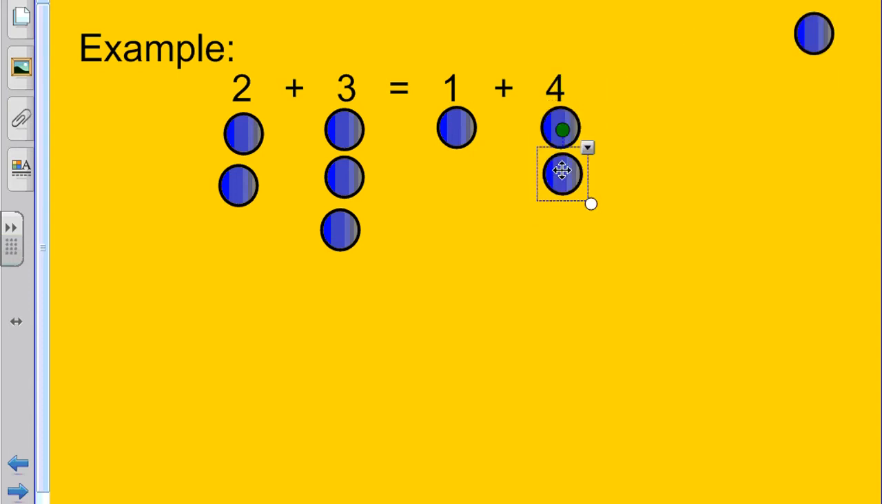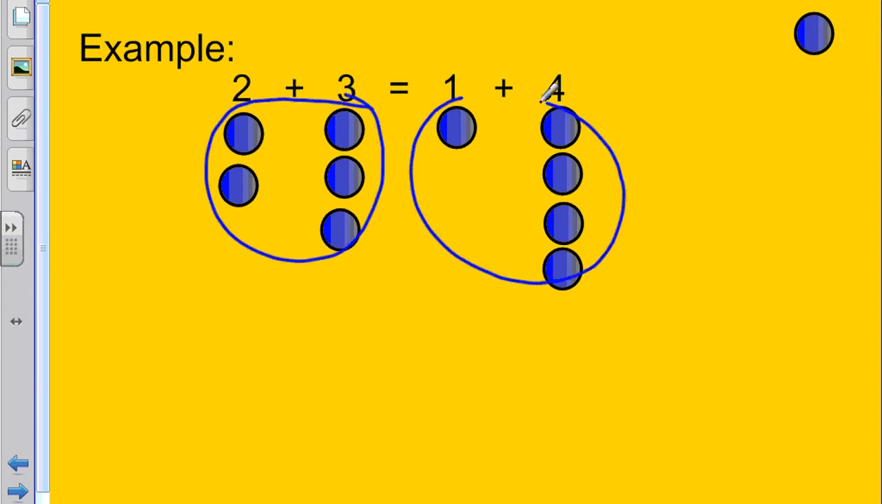Now let's see if this balances. How many are there on the left in total, Lexi? On the left there's 5 and on the right there's 5. Good. If you take a look over here, I have 5 here and I have 5 there. So is this going to balance? Yes. So is this an equation? Yes.